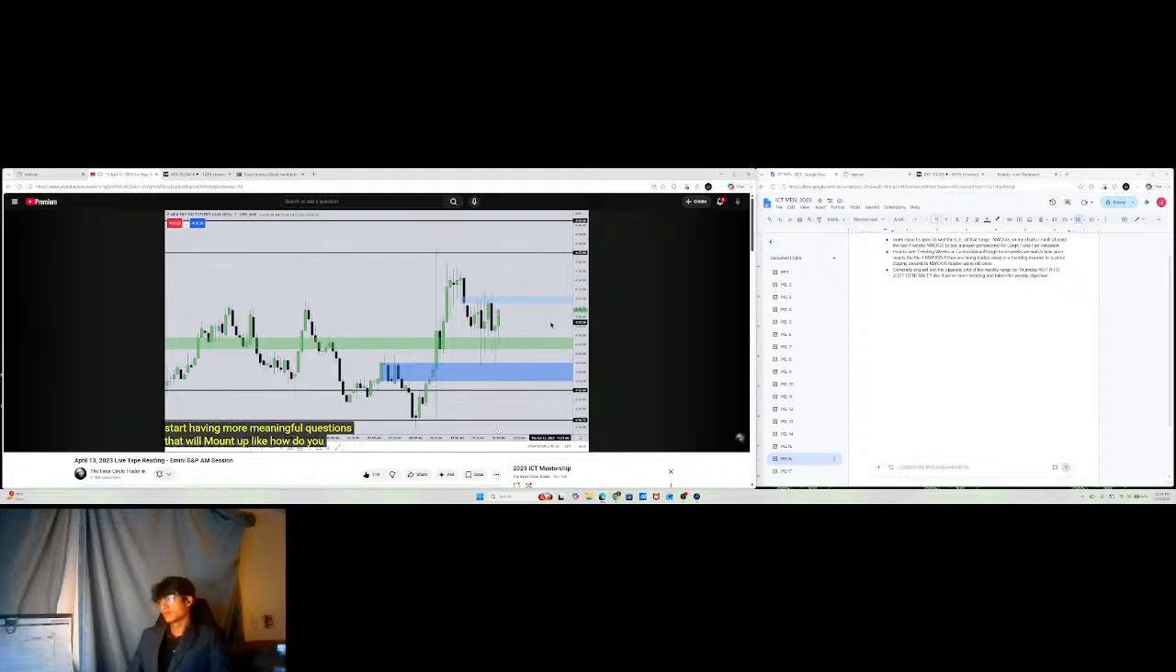Like, how do you know when to not take a trade? How do you know when not to consider a fair value gap useful? How do you know when a breaker is going to fail? I'm talking about it right here. But it's not sexy because it's not putting you into a trade. It's not chasing money. But this is how you make money. This is how you keep your money.